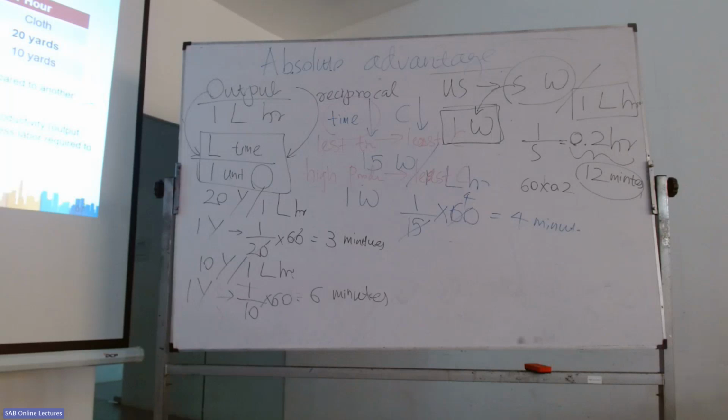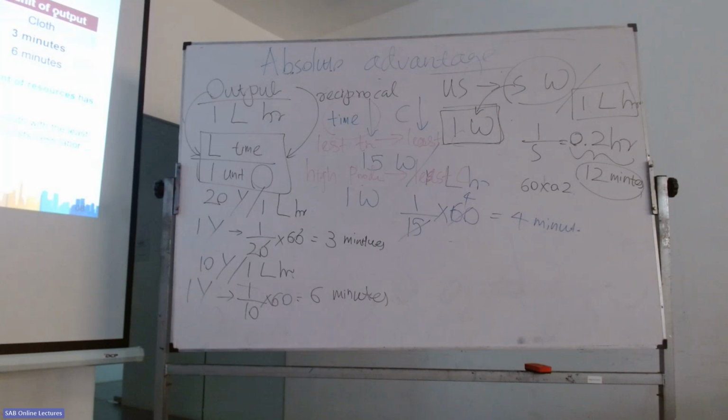Similarly, according to this table, to produce 15 wine bottles it takes 1 labor hour. To produce 1 wine bottle, it requires 4 minutes in the UK. That is 1 divided by 15 multiplied by 60 minutes. So it requires 4 minutes to produce 1 wine bottle in the UK.